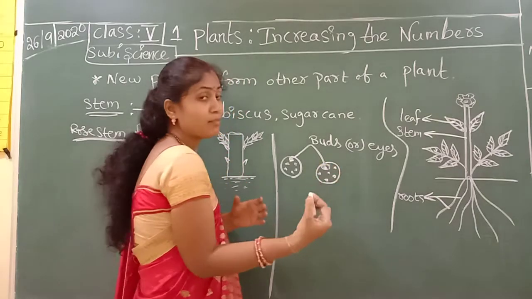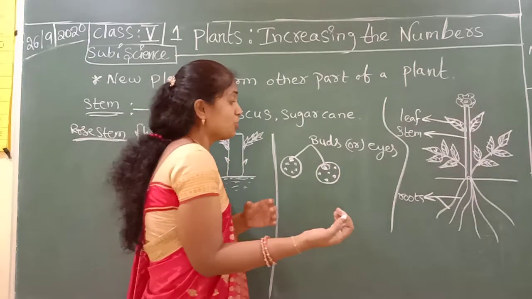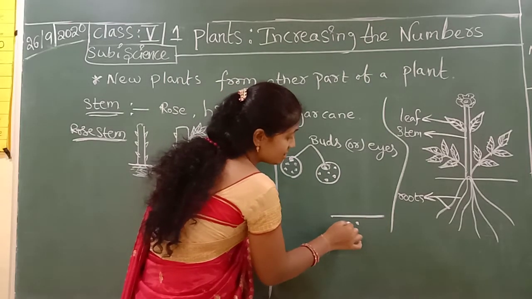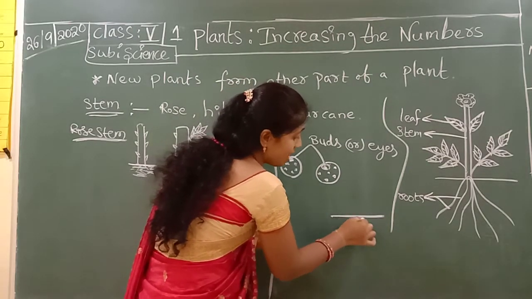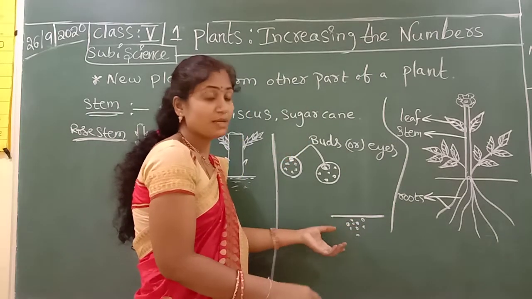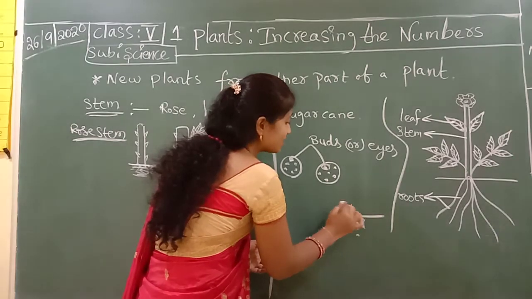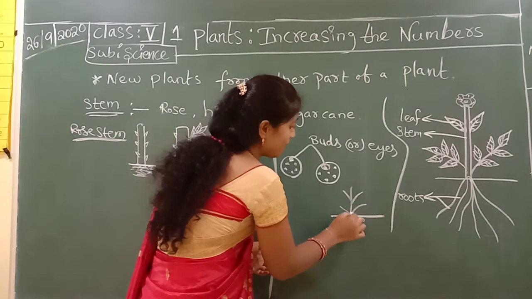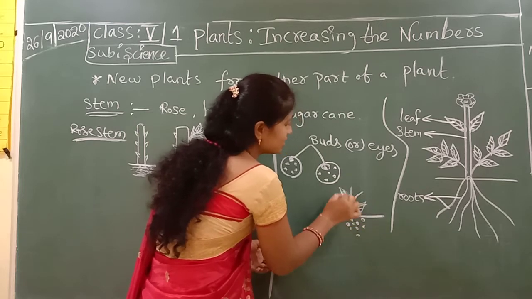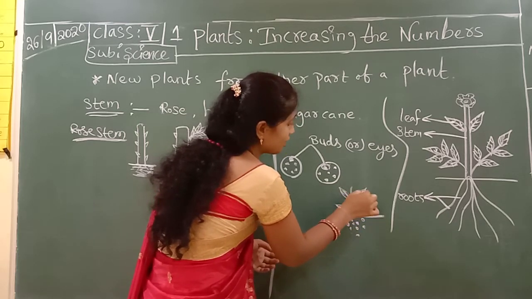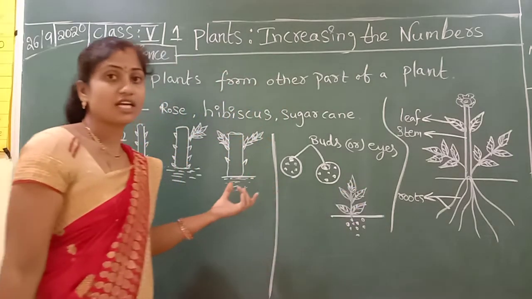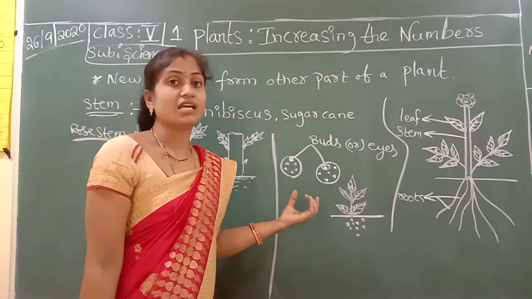We have to cut these eyes and take them out, and keep them under the ground, as an underground stem. We have to keep it underground, and it will become a new plant. This is the potato plant. We will get a new potato plant. So this is also an underground stem only.